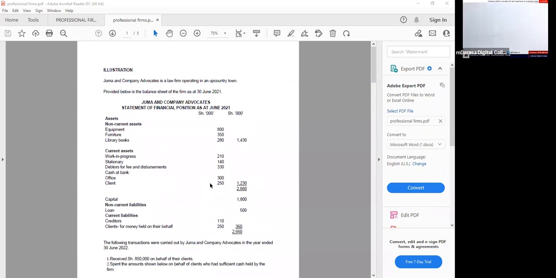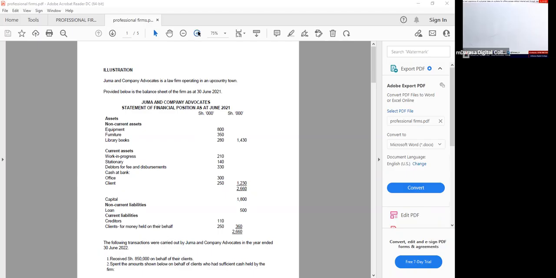So this is our question. We are told that Juma and Company Advocates is a law firm operating in an upcountry town. Provided below is a balance sheet of the firm as at 30th June 2021.